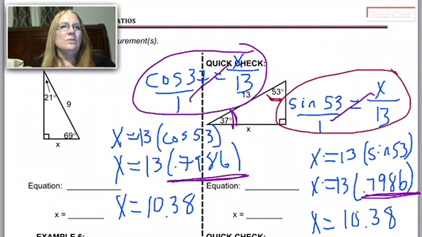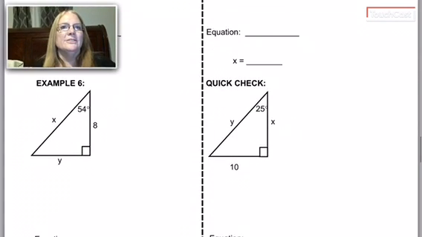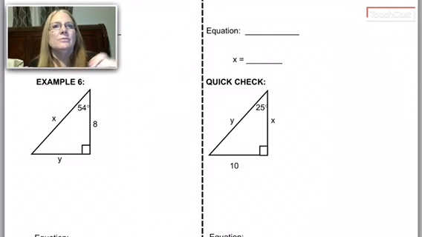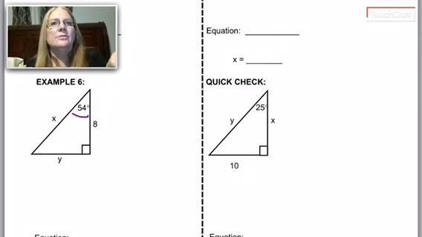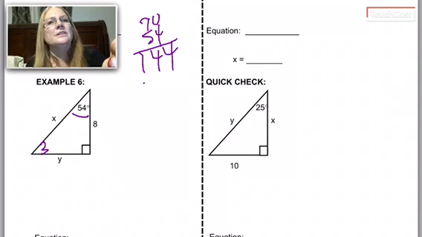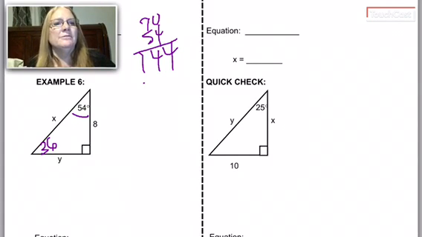Okay? So let's look at one more type, and we're going to be working on these for a few more days. So this here, they're asking for x and y. And they give us this angle here, which is 54. And so 90 plus 54 is 144. So this angle would be 36. Okay, so when we're looking for x here, x is the hypotenuse. So it doesn't matter which angle we use. X is going to be in our denominator. So that is what is different on this one.